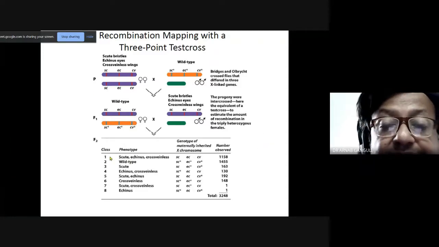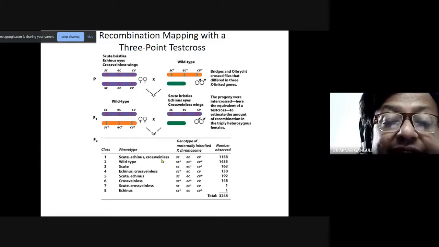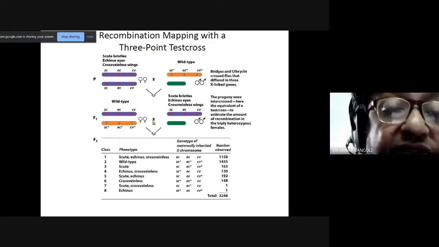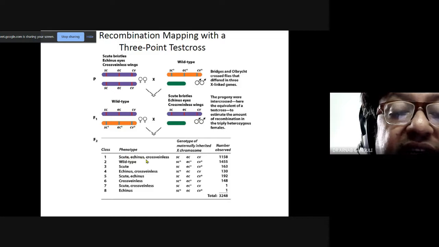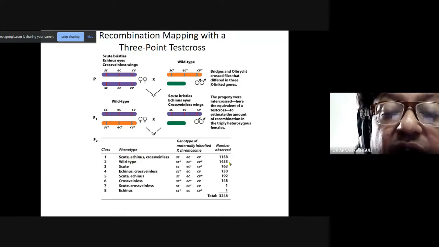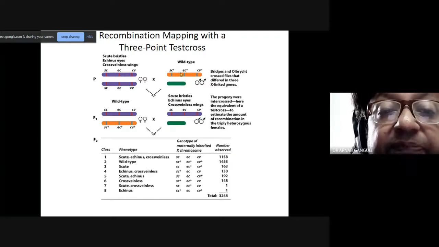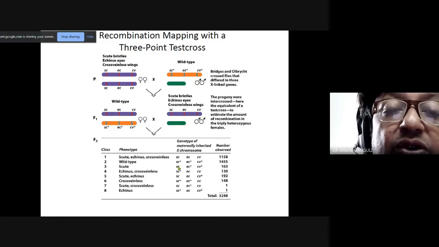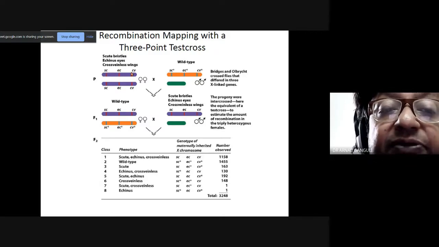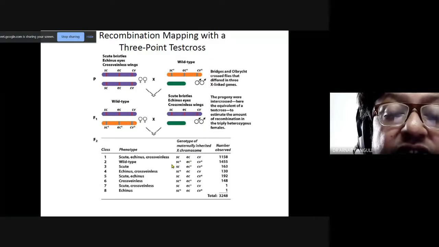Now, what was found is scute, echinus, cross veinless, SC-EC-CV. Their crossover takes place. What types of gametes are being formed? You have to check. So you have scute echinus cross veinless 1158, 1455. Already you will see that the wild type flies were parental. You will see this maximum. Then only scute: this will be wild type and this will also be wild type. So SC is small, this is scute, and EC plus and CV plus. That means only a single crossover has taken place. Therefore, you have scute and other wild type.